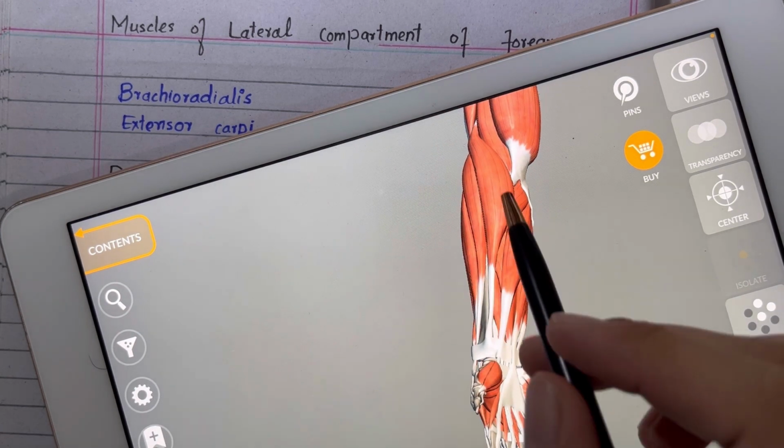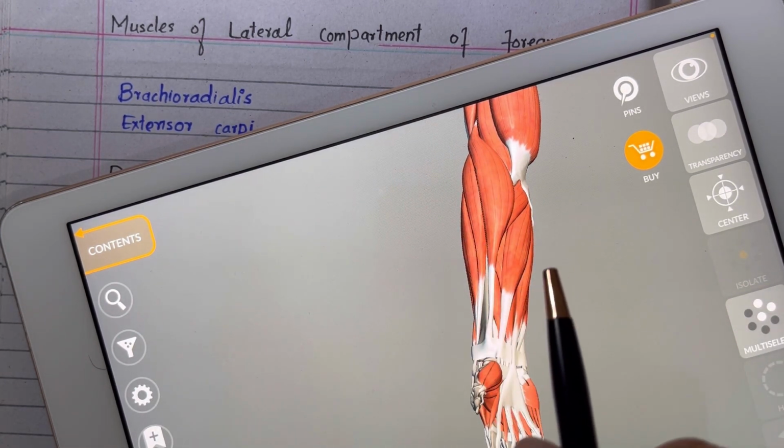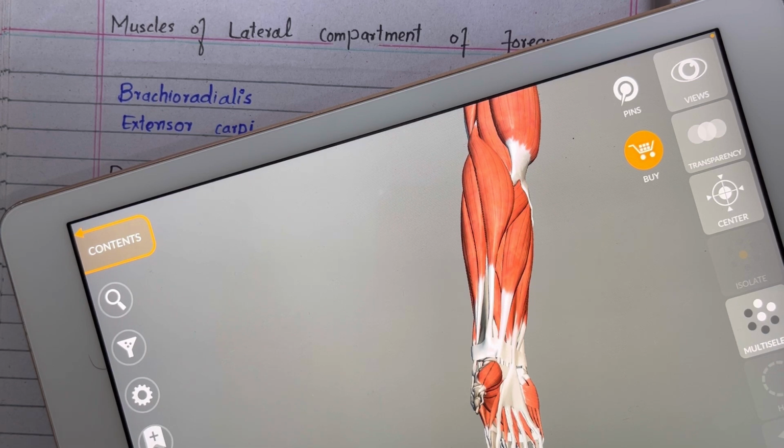In this video lecture, we will discuss the anatomy of the muscles of the lateral compartment of the forearm region. There are two muscles of the lateral compartment of the forearm, which are named the brachioradialis muscle and the extensor carpi radialis longus muscle. We will discuss each muscle in detail one by one.